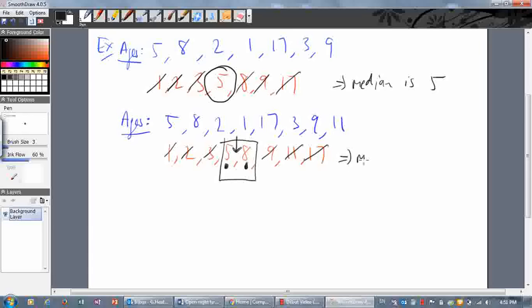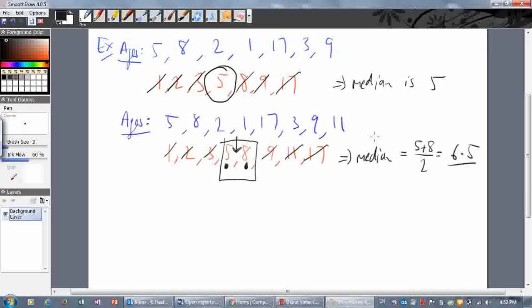Okay? So in this case, the median is equal to the average. So 5 plus 8 divided by 2. 5 plus 8 is 13. 13 divided by 2 is 6.5. 6.5, which is halfway between 5 and 8. And so that's how you calculate the median when you've got an even number of data points. Hope that makes sense. We'll go through it more in class.